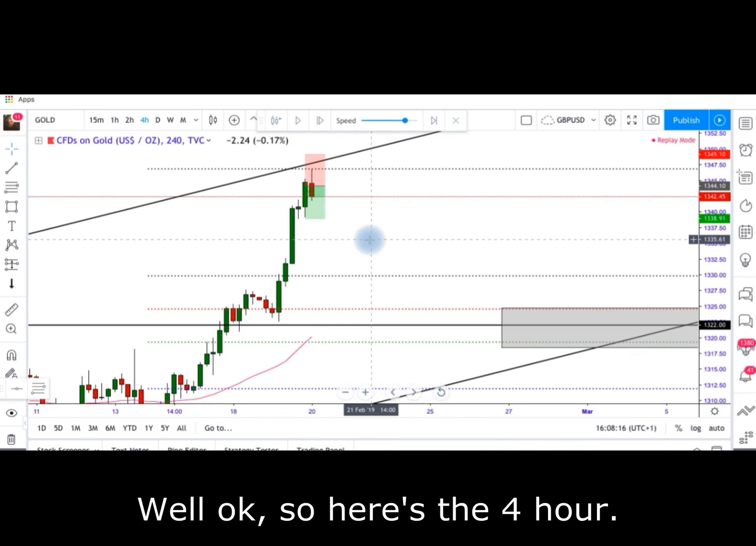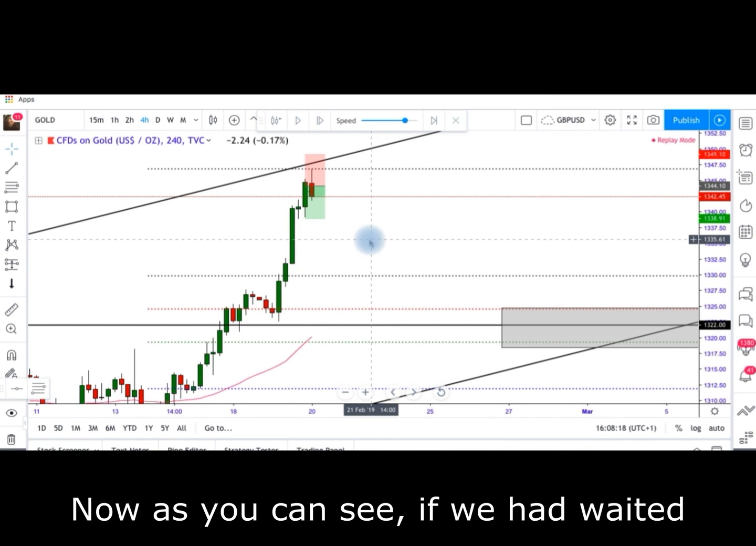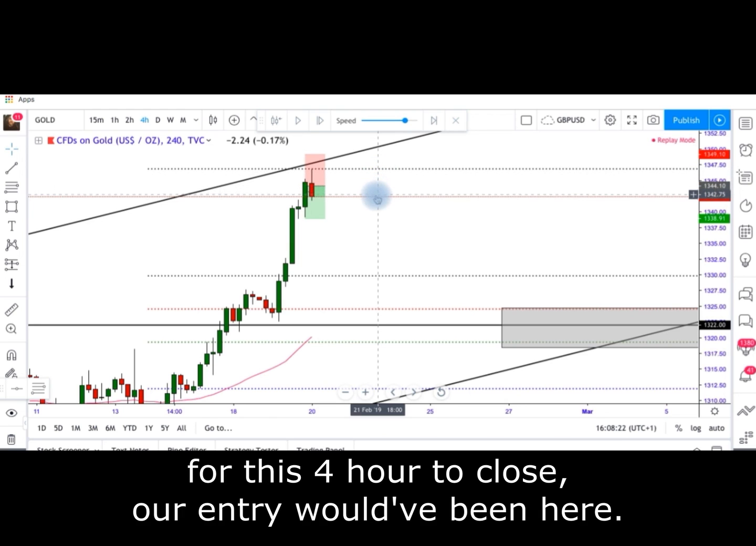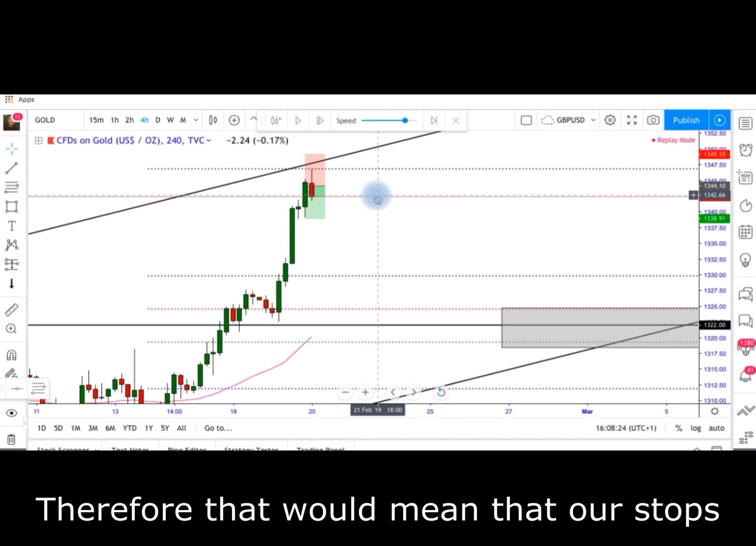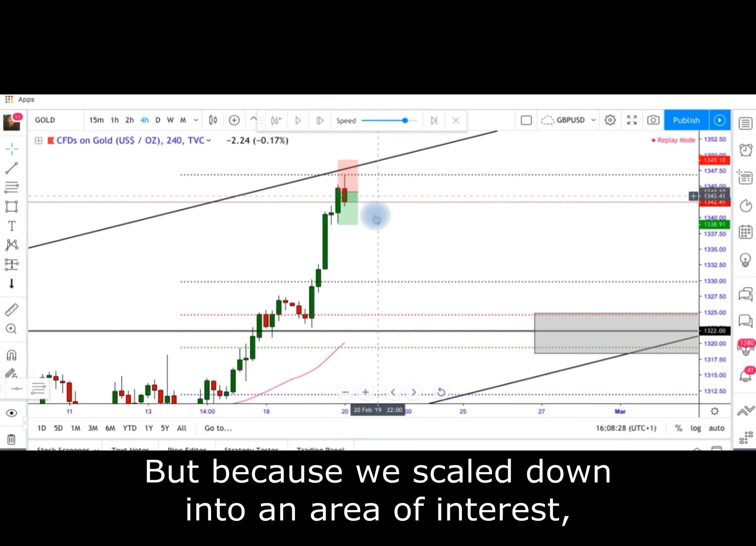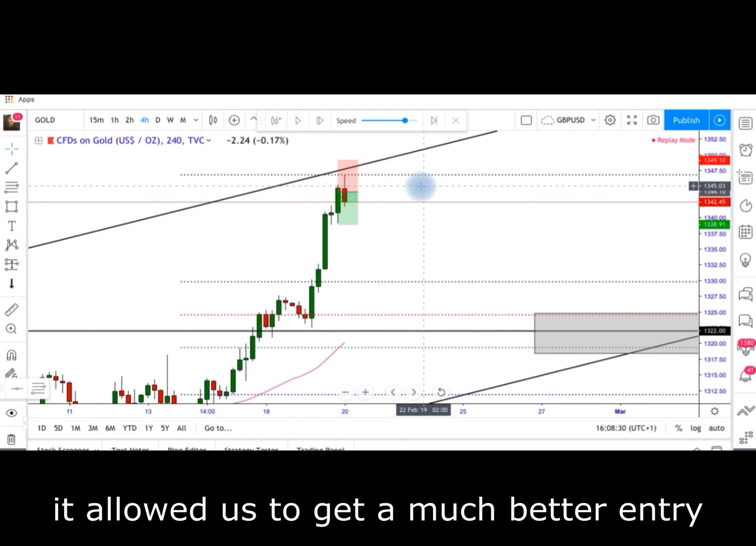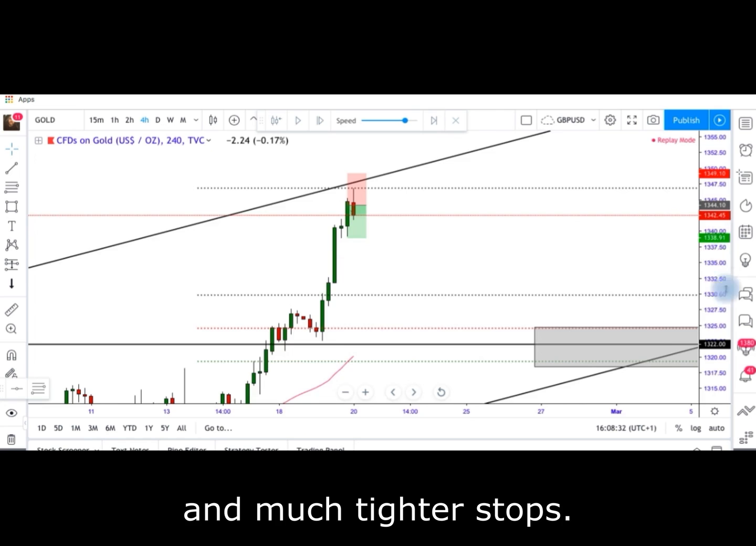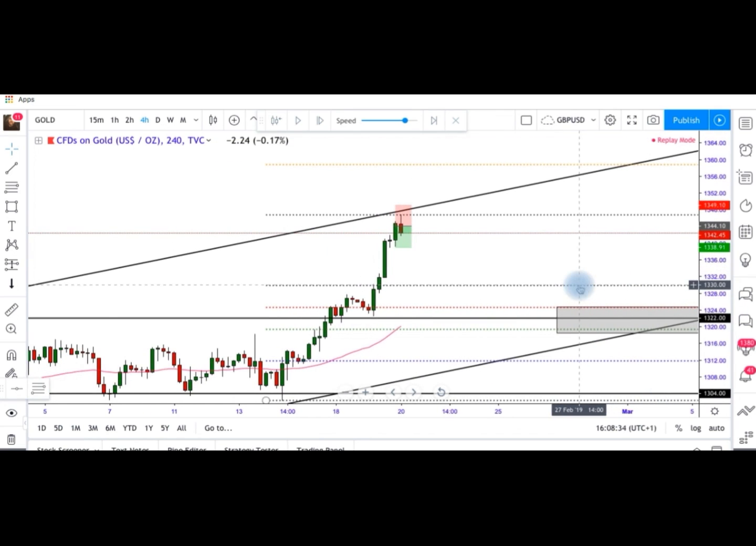Right, okay, so here's the 4 hour. Now as you can see, if we had waited for this 4 hour to close, our entry would have been here. Therefore, that would mean that our stops would have to be a lot bigger. But because we scaled down into an area of interest, it allowed us to get a much better entry and much tighter stops. Now, it's not rocket science.